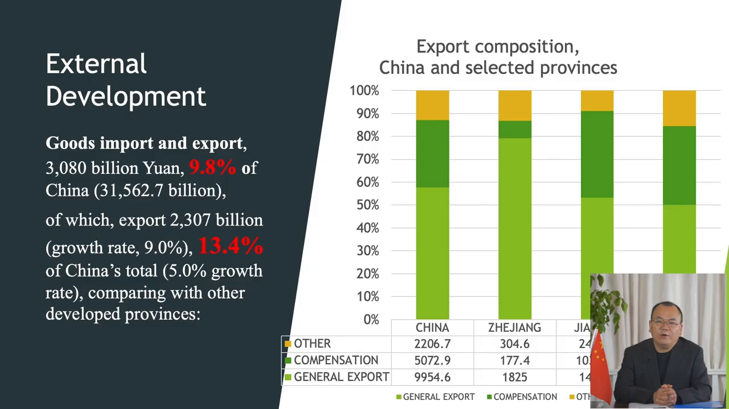These compensation export leave processing fees, leave taxes, leave salaries to local government, to local populations, but no profit. But for Zhejiang, it's different. Zhejiang made profit by export product.